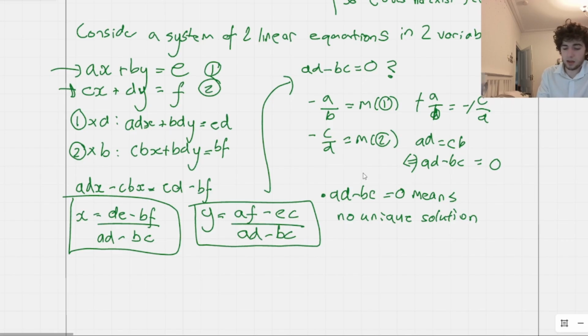Naturally it comes up: what does it mean when this denominator is 0? You should always ask yourself that, because sometimes that actually gives you meaningful things.